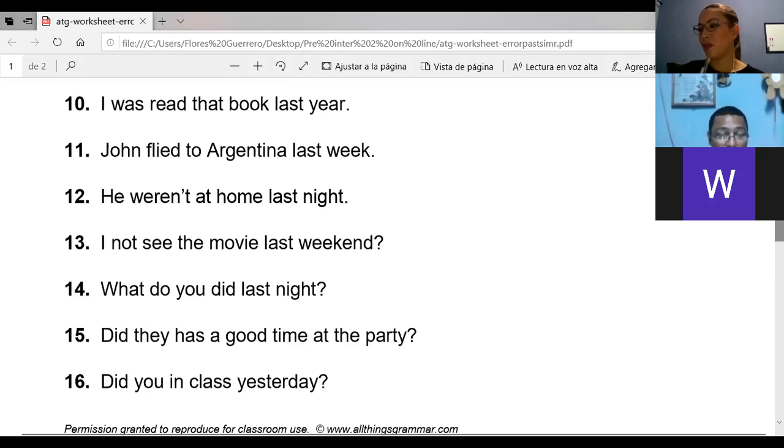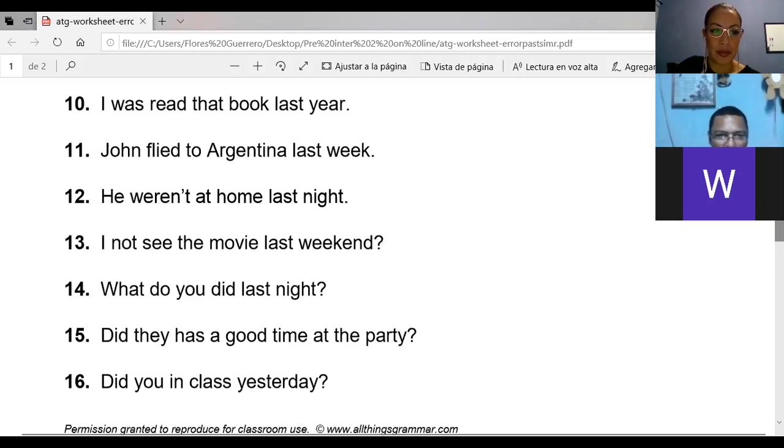Number 15. Did they have a good time at the party? Has, ¿hay que cambiar has por have? Porque estamos utilizando el auxiliar. Did they have a good time? Because they is plural, it's not third person, so it's have. What did they have? Okay.